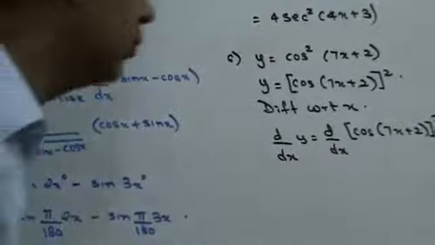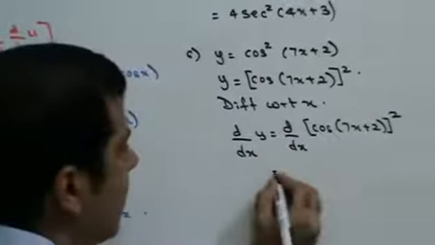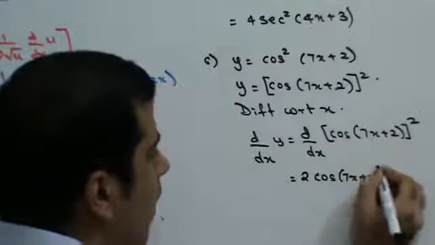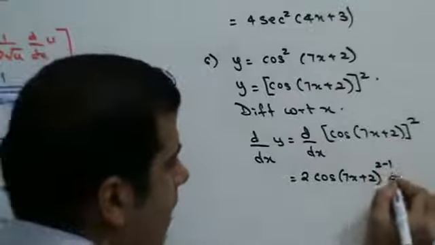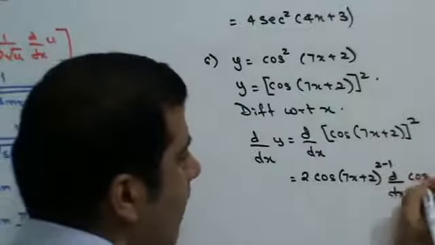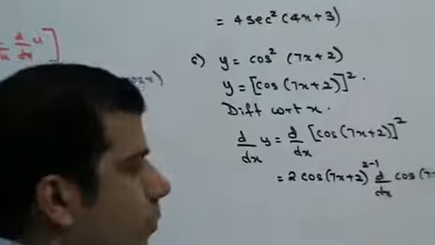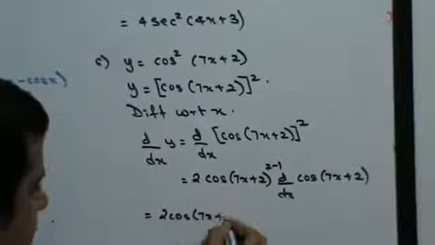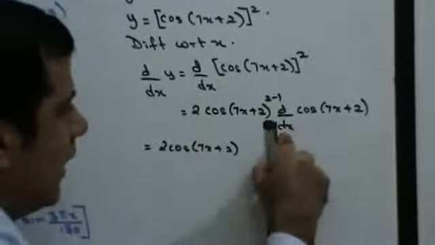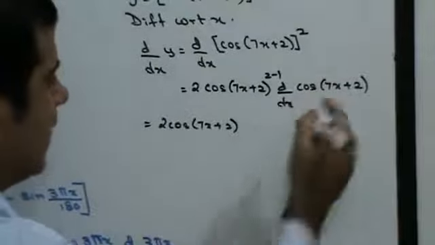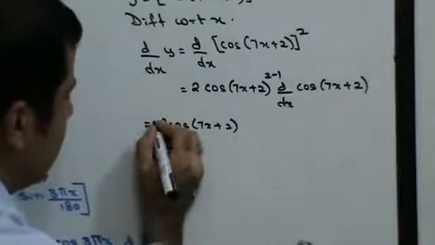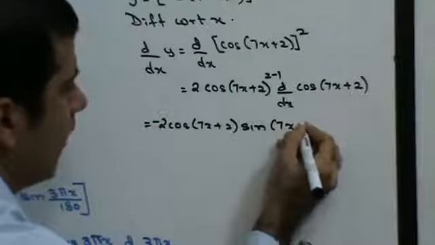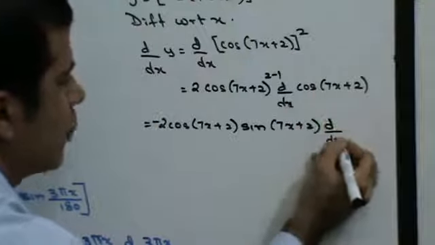So you will get dy dx of y is dy dx of cos 7x plus 2 the whole square. Here you could use the formula first, u raised to n, so that is n u raised to n minus 1 dy dx of u. This is 2 cos 7x plus 2. Now here again you could use composite function. Dy dx of cos u is nothing but minus sin u dy dx of u.